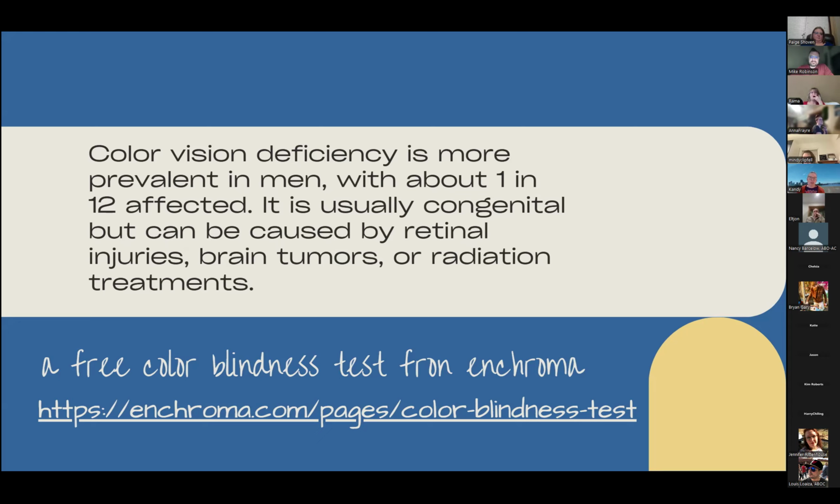Well, there's a free colorblind test from Enchroma. I'm pretty sure I had a call with them a couple years back about some colorblind glasses that a gentleman was interested in. It didn't end up going anywhere. But I do know Enchroma is a pretty decent resource for colorblind questions.